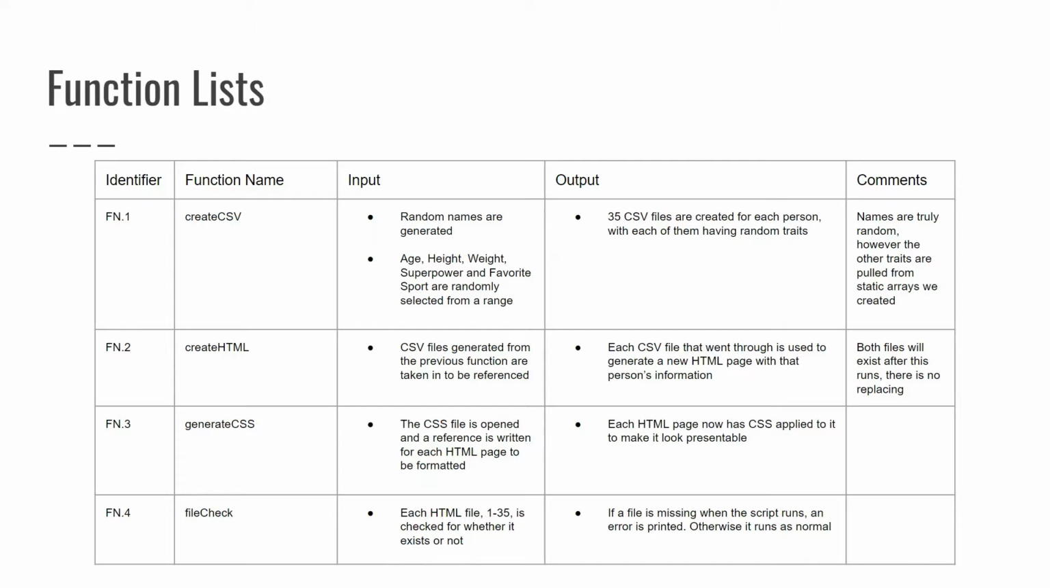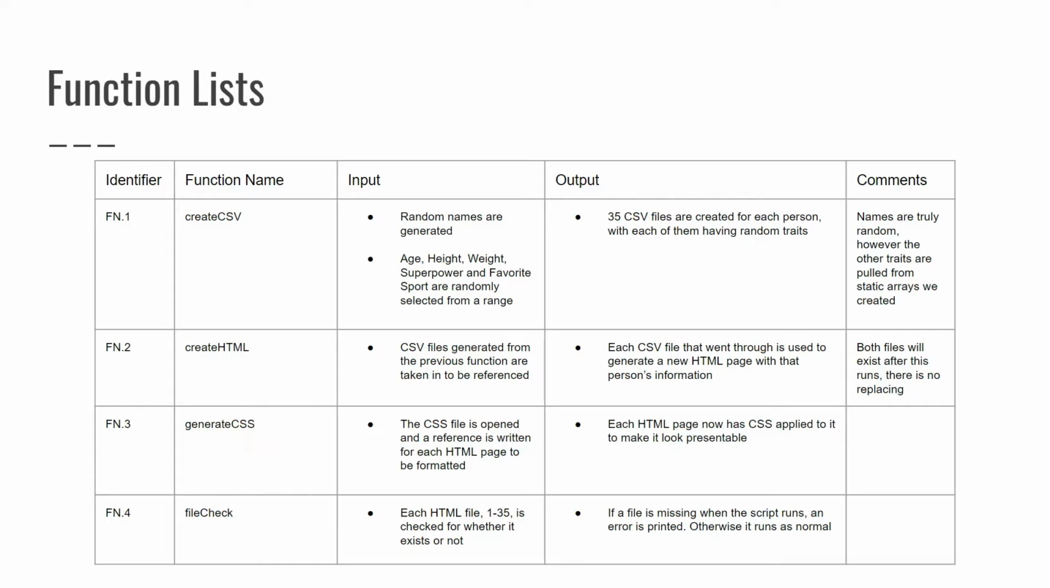So getting into our function list, the first function we start off with is create CSV. This is going to use our names import to randomly generate a name. Everything else, the age, height, weight, superpower, and the favorite sport are randomly selected from a range that we've created. And if successfully run, it will create 35 CSV files, one for each person.